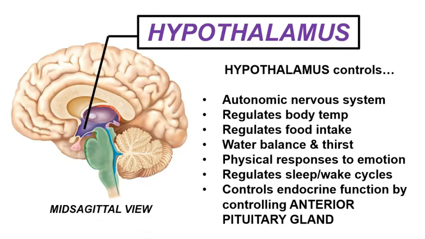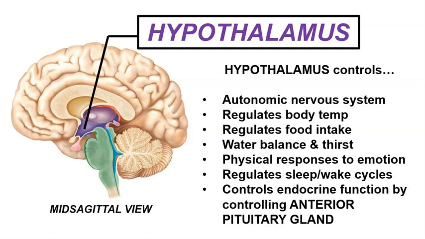Next, we have the hypothalamus. And the hypothalamus is primarily a collection of nuclei. So that is, these are clusters of neuron cell bodies that each perform a different function. And primarily the hypothalamus functions to control homeostasis. So it's in charge of controlling all of the autonomic nervous system. So that is the division of the nervous system that controls cardiac muscle, all of the smooth muscles, as well as the glands.